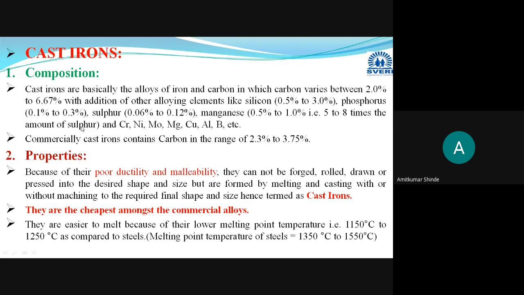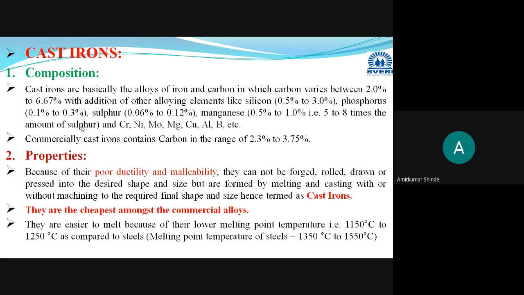These are the basic alloying elements: silicon, phosphorus, sulfur, manganese. In addition to these, some other alloying elements may be there depending on the desired properties. Suppose if you want to improve the hardness of that cast iron, then you can add chromium and molybdenum. If you want to improve other properties depending on that nature, you can add nickel, copper, aluminum, boron. These kinds of alloying elements may be there depending on the properties required.